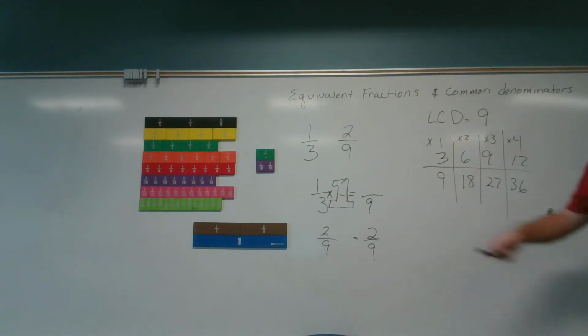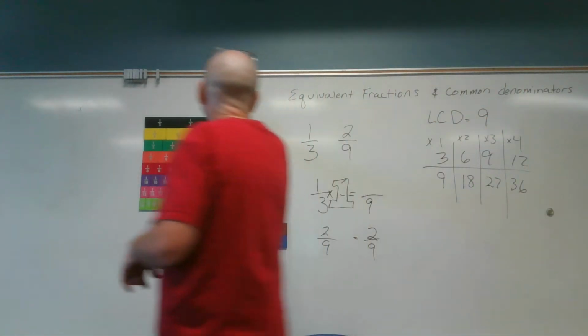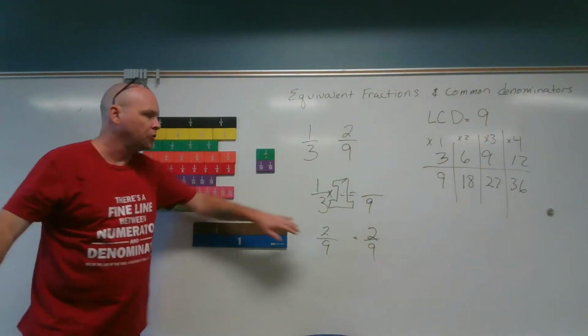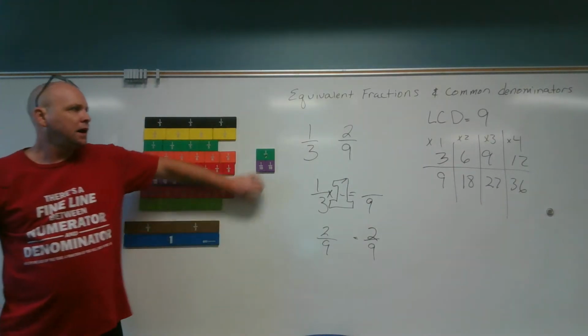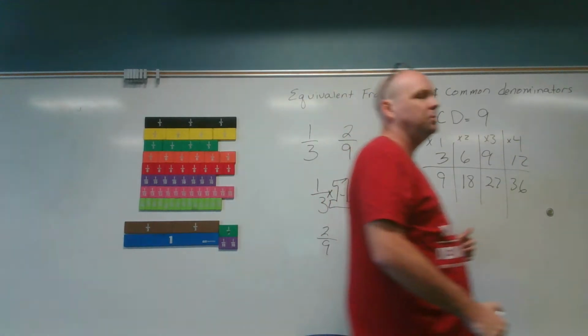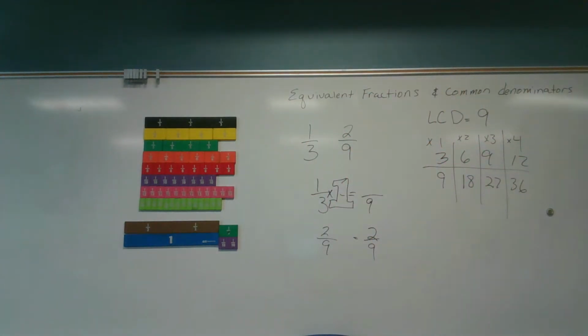So now I need to multiply 1/3 by, I don't have 9ths, so I can't prove it. I need to multiply 1/3 by a fraction that equals 1, that will give me 9 as a denominator.